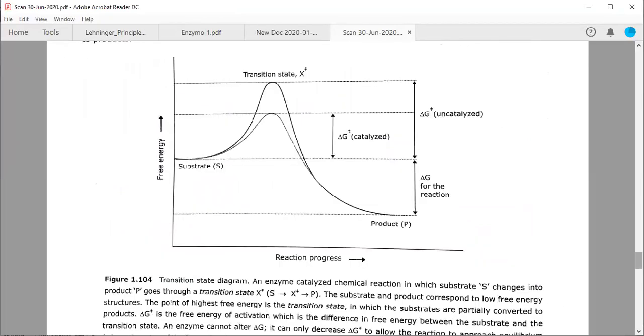But before starting this, this is the lowering of activation energy. With the help of the enzyme, this transition state will have less free energy in comparison to the uncatalyzed reaction. For example, this is the delta G or the free energy for the uncatalyzed reaction, and this is the delta free energy for the catalyzed reaction. So the enzyme will decrease the activation energy, and the activation energy, or EA, is this particular energy which is required for the substrate to be converted into the product.